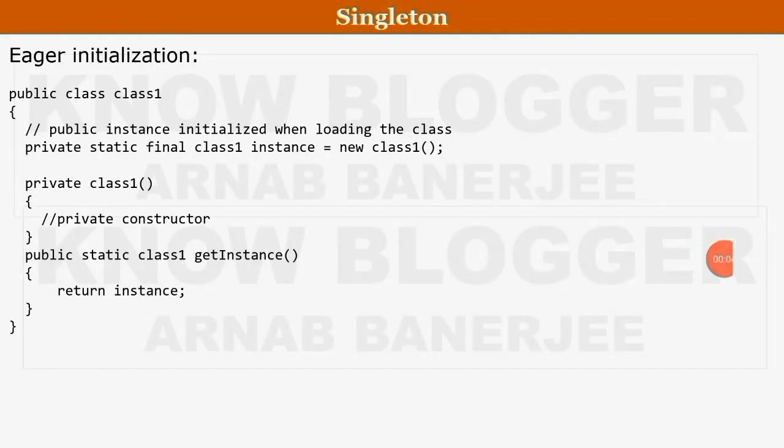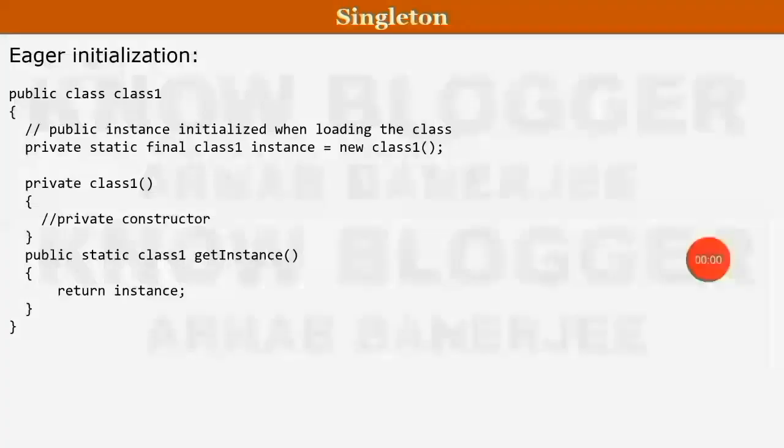Now the next is the private constructor. We know why we are using the private constructor, because we don't want to allow access from the outside. And the third one is the getInstance method. Its return type is Class1, so it will return the object of Class1, and it is public and static. Public means it is accessible from the outside.